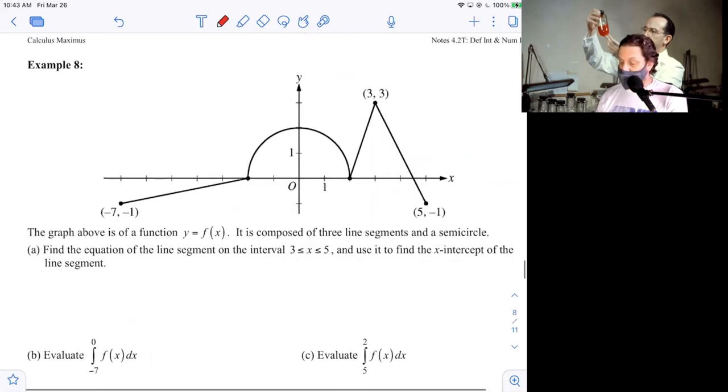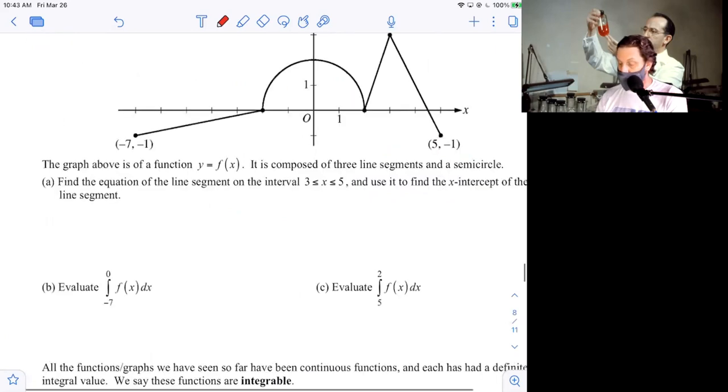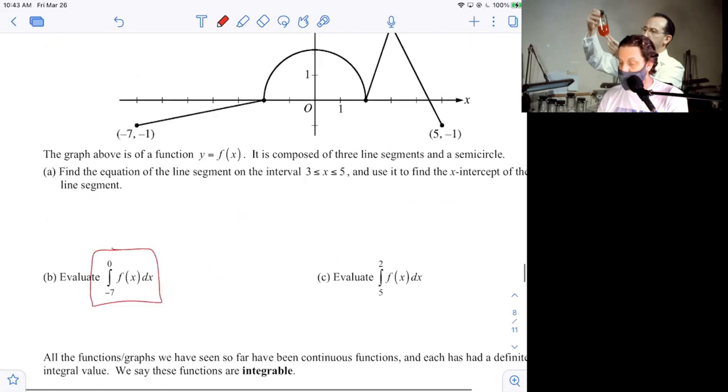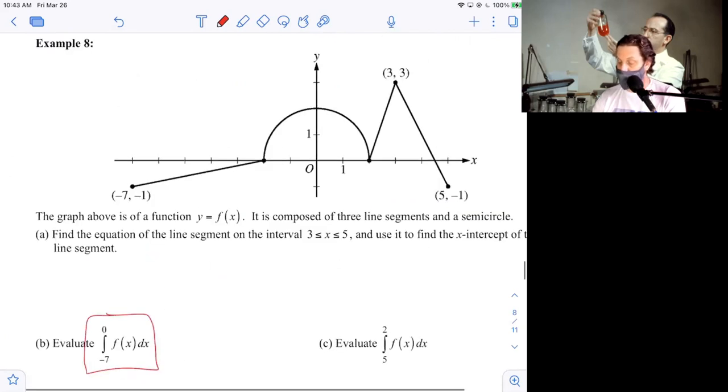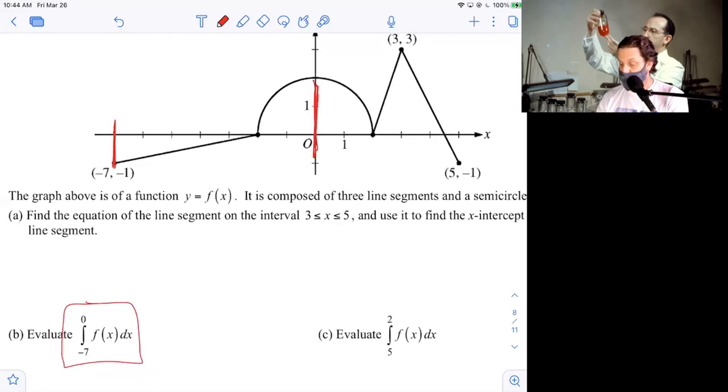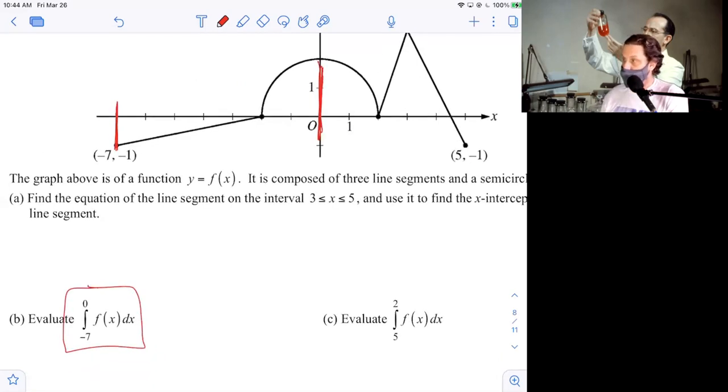The graph of a function y equals f of x is composed of 3 line segments and a semicircle. Part B, evaluate the integral from -7 to 0. All right, so step 1, we're going from -7 all the way to 0. Is that chronological? Is that from left to right? Yes, that's the first thing you consider. So everything is as it seems.